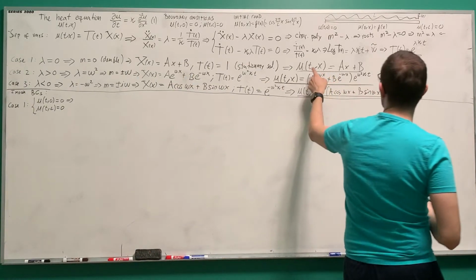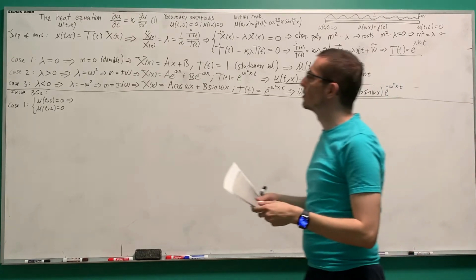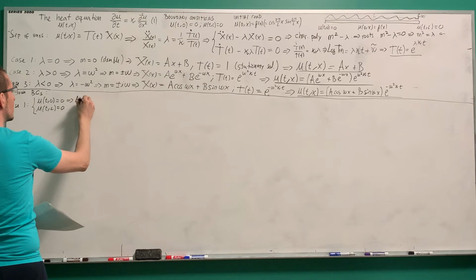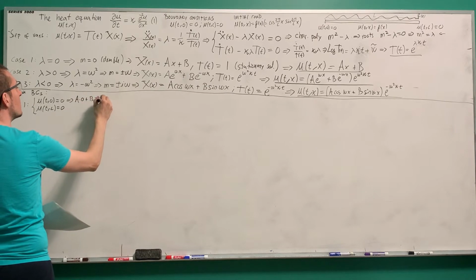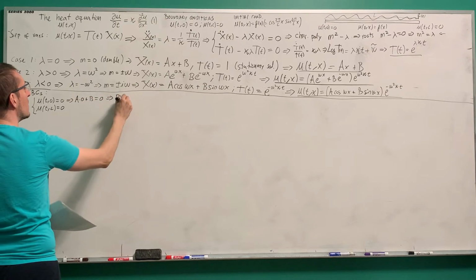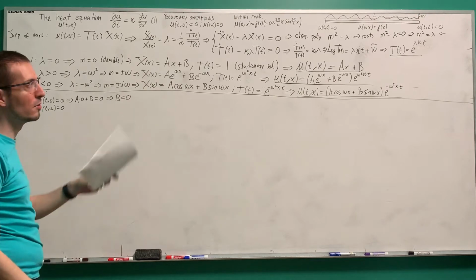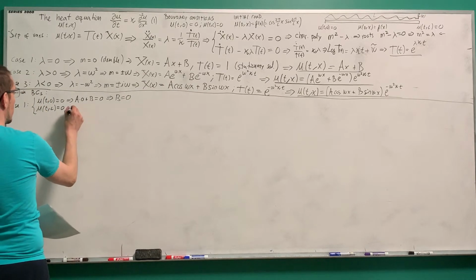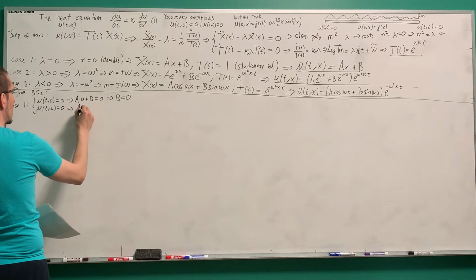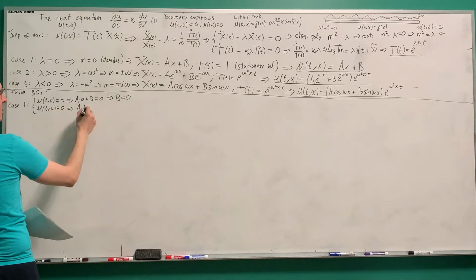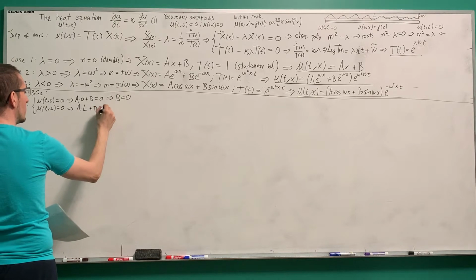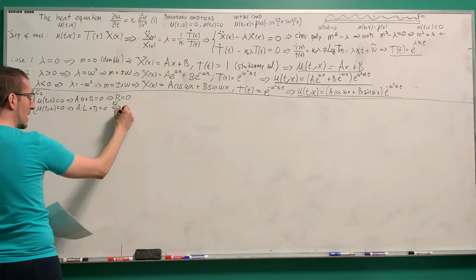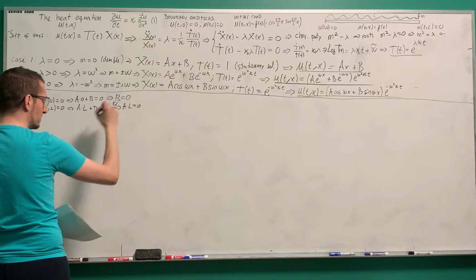I have u of t, x is ax plus b. So the first one, wherever I see an x, I write a 0. So a times 0 plus b equals 0. Nice. That tells me that b has to be equal to 0 to be compatible with those boundary conditions. What about the other one? The other one tells me that a times L, whenever I see an x, I write an L, plus b equals 0. But I know that b is equal to 0. So applying that, I get a times L equals 0.